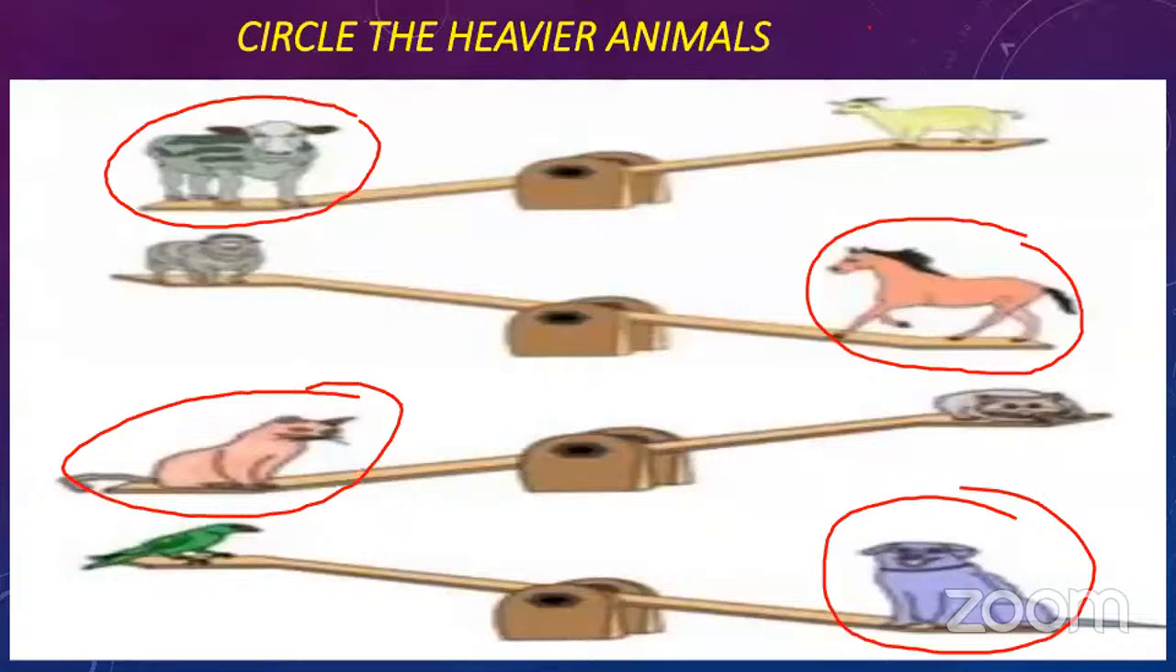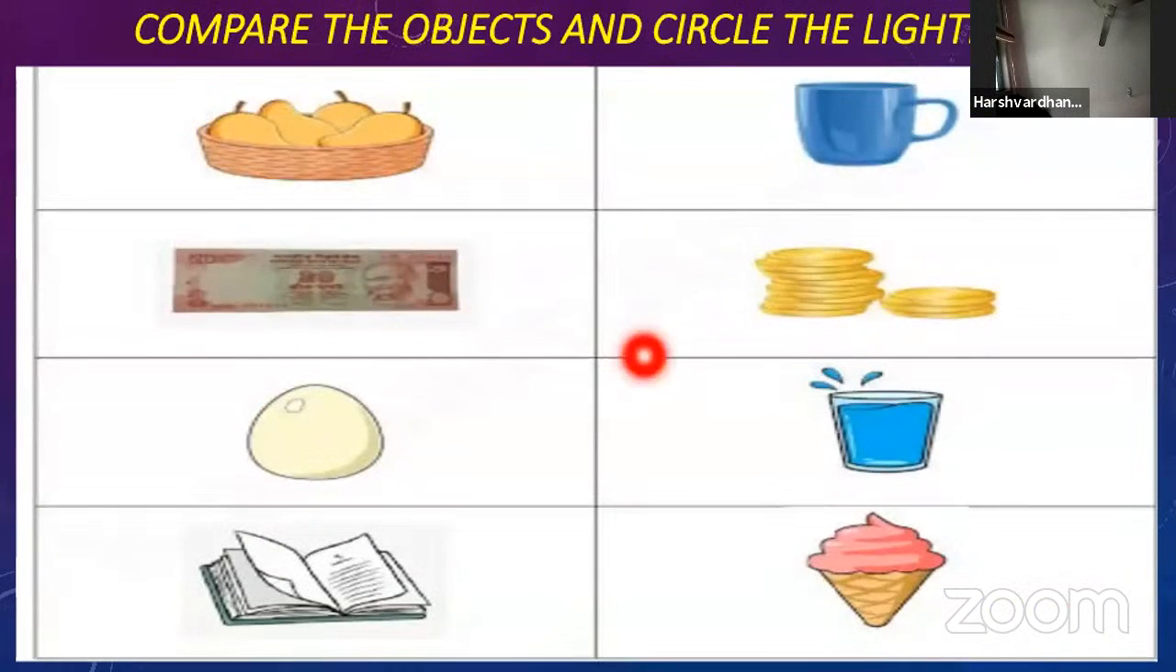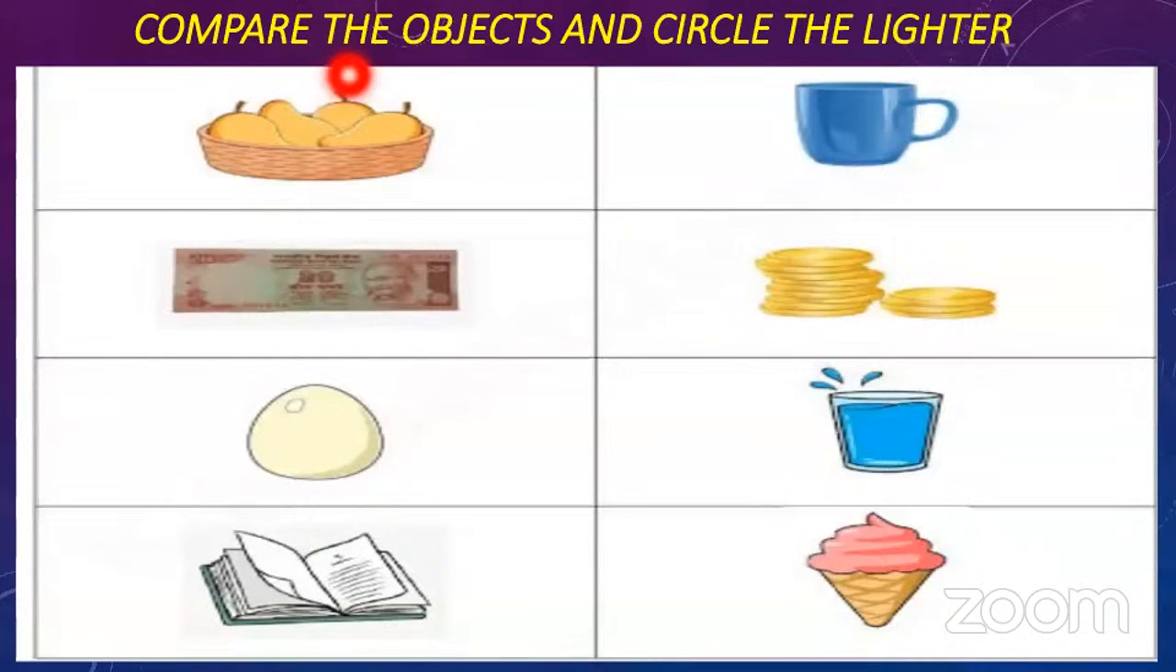Okay. Here we have compared these animals with each other by their weight. And we have understood that heavier and lighter. Okay. Now look at here. Compare the objects and circle the lighter one.